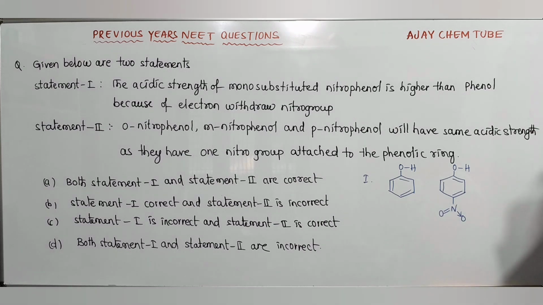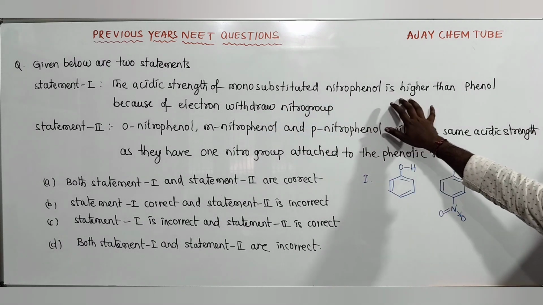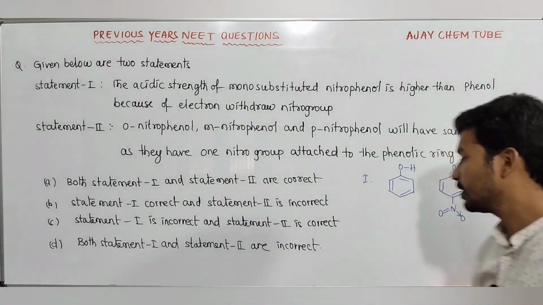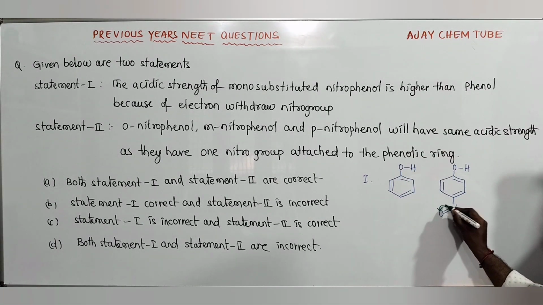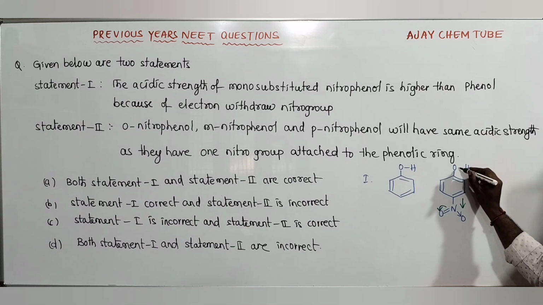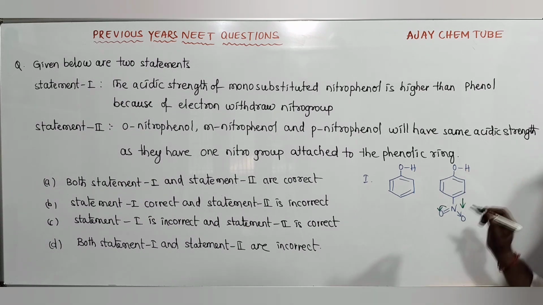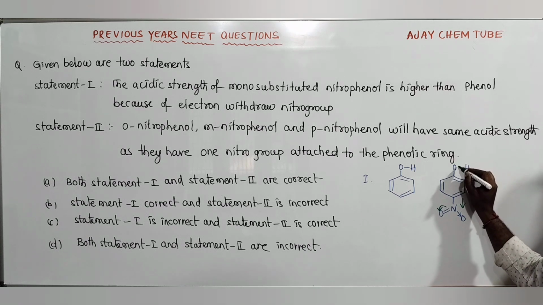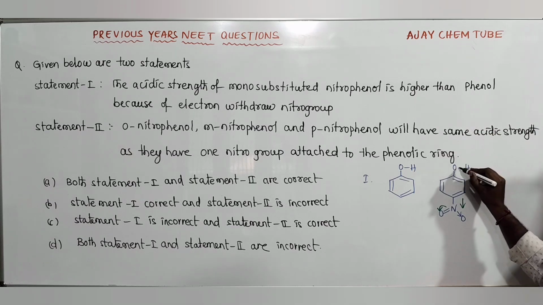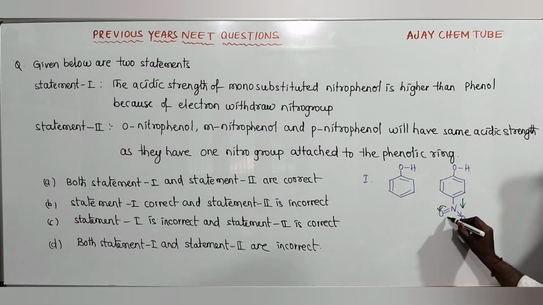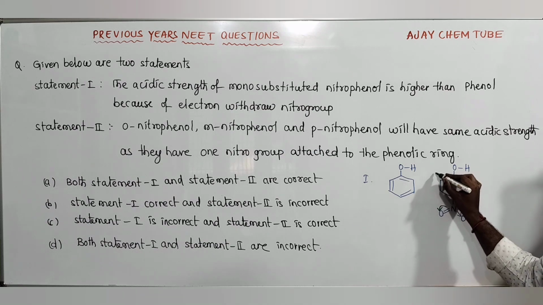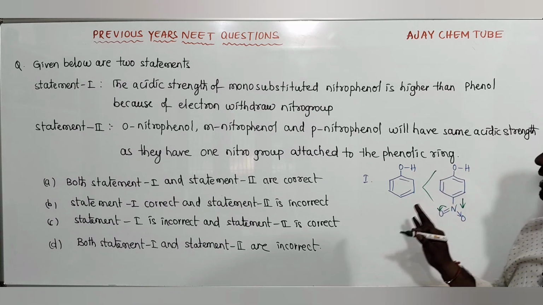Statement 1 is: acidic strength of monosubstituted nitrophenol is higher than phenol because of the electron withdrawing nature of the nitro group. This is a correct statement because the nitro group is an electron withdrawing group. Electron withdrawing group stabilizes the conjugate base of phenol, phenoxide ion. After loss of H plus ion, what is formed here? O minus, the negatively charged species. Negatively charged species are stabilized by minus M groups. That's why its conjugate base phenoxide ion is more stable, and that's why it is more acidic. That means statement 1 is correct.